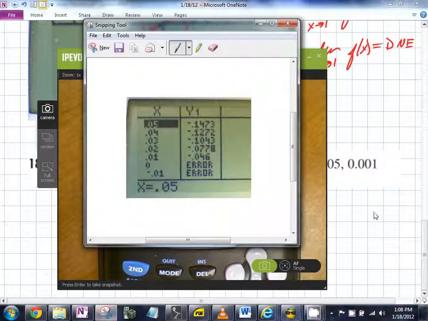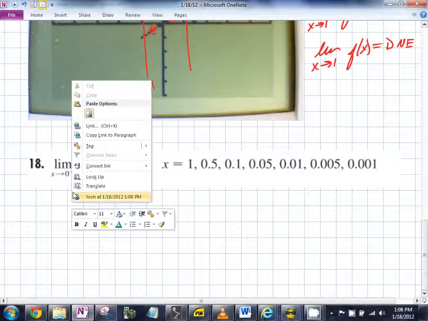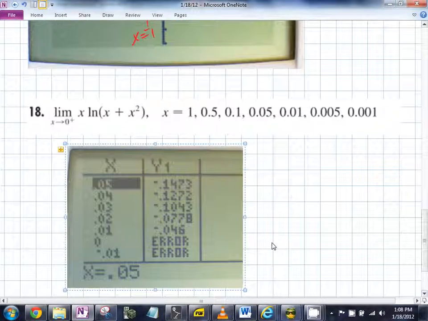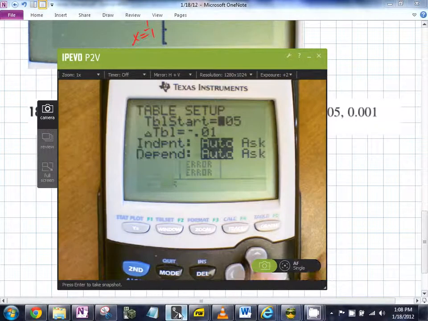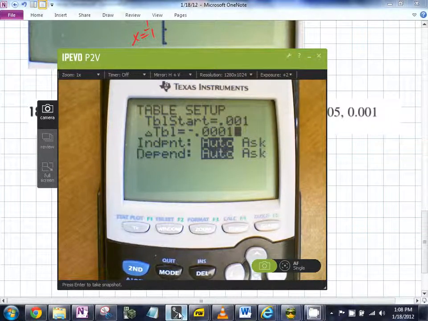But maybe we need to get closer. So if we wanted to get closer, we just need to change our table view, right? Instead of starting at 0.05, let's start at 0.001. And what should our step be? Negative 0.0001, right? It's actually pretty good. We want to go to 0, right? Look at this. Oh, wow.